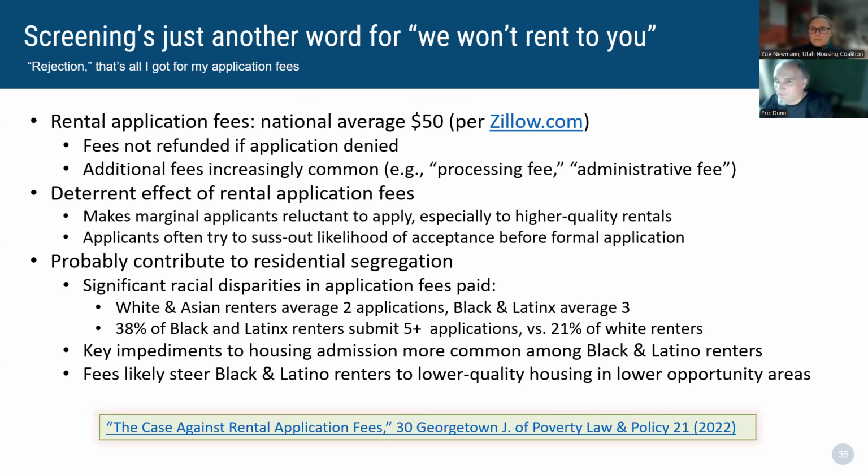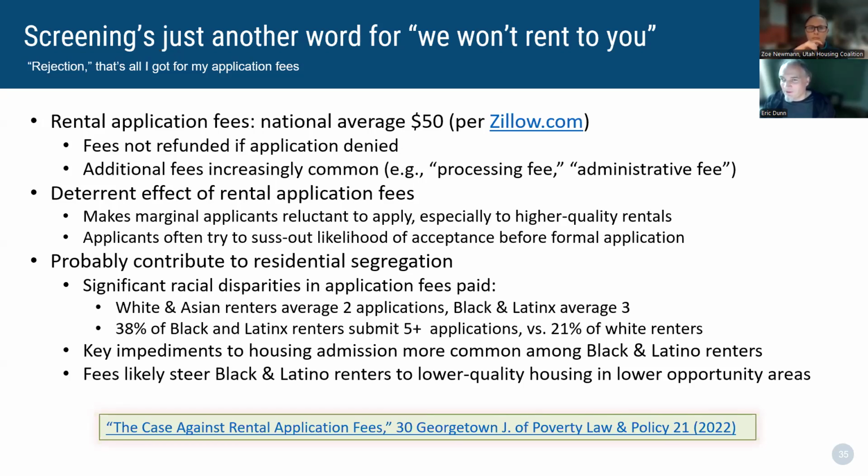And we've got some data from Zillow, which shows that Black and Latinx renters are about twice as likely as white and Asian American renters to have to submit 5 or more rental applications in a housing search. So, those are the people that this really hurts, right? Because if you just have to pay that fee one time or maybe twice to apply somewhere and then you get housing, not that big a deal.